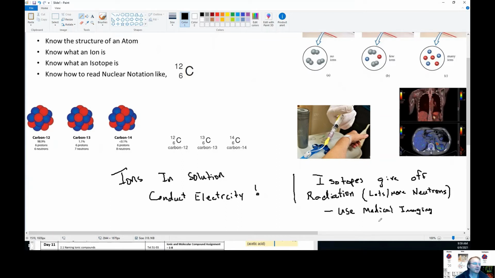Okay, that's a quick introduction to two key things we're going to be looking at. Of course, let's start with the structure of the atom. Let's start there.